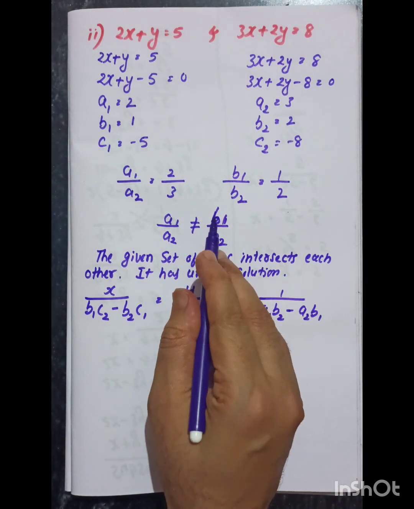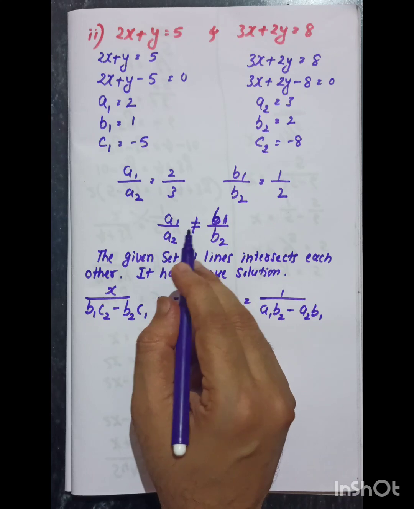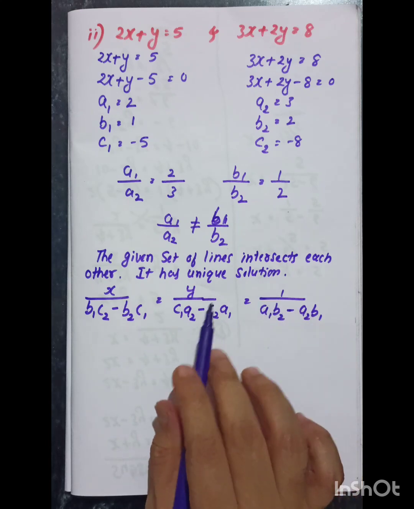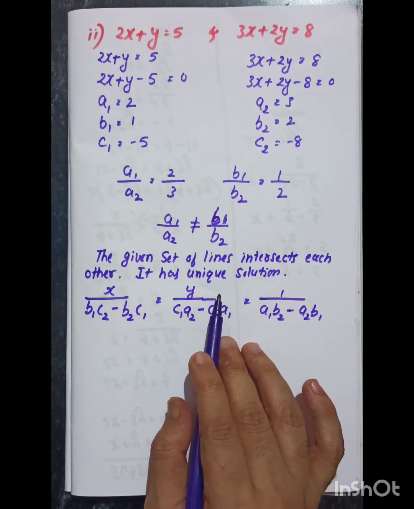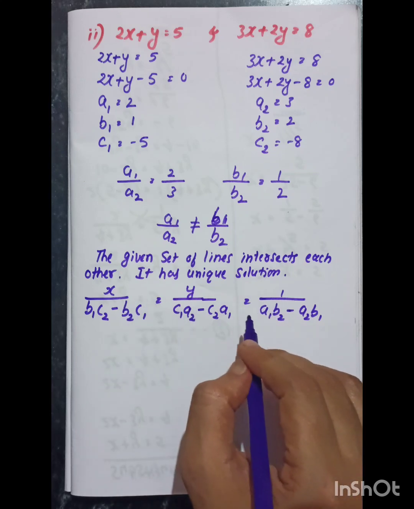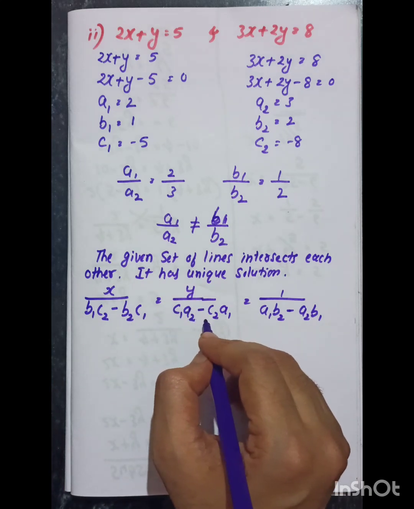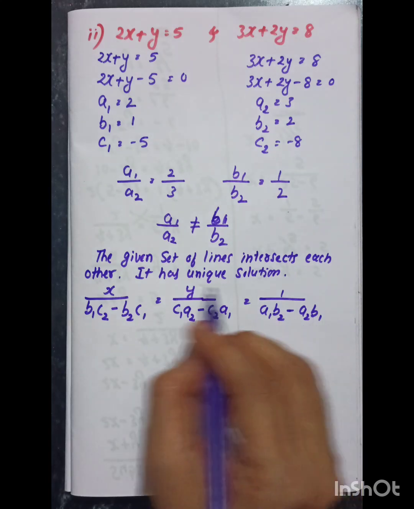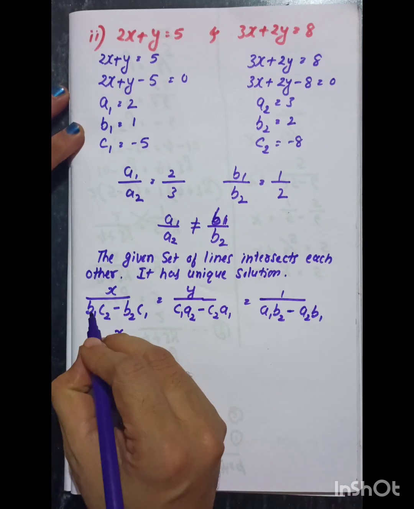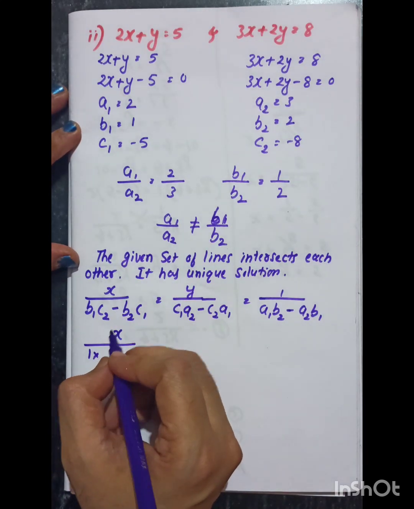So a1 by a2 does not equal b1 by b2, so the given set of lines intersect each other. It is intersecting lines, it has a unique solution. As given in the problem, if it is a unique solution, then only solve the problem using the cross multiplication method. So I wrote the formula we learned at the first of this class. x divided by b1 c2 minus b2 c1 equals y divided by c1 a2 minus c2 a1 equals 1 divided by a1 b2 minus a2 b1. Let's substitute the values now. First write x as it is. What is b1? 1 into c2 means minus 8.